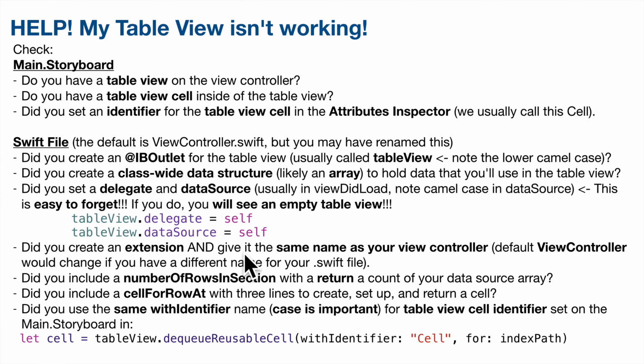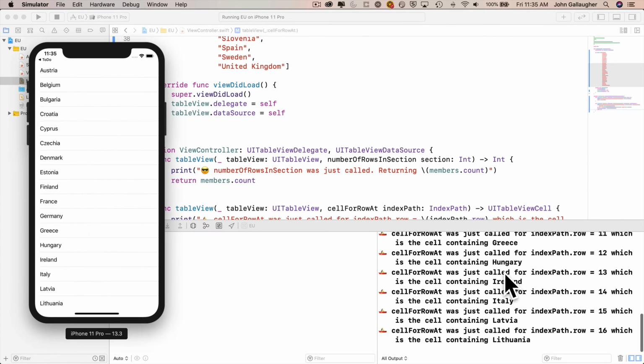Did you create an extension and give it the same name as your view controller, which is important if you renamed the viewcontroller.swift file? Did you include a number of rows in section with the return count of the data source array? Did you include a cell for row at, with 3 lines to create, set up, and return the cell? Did you use the same withIdentifier name? Case is important when you set up the table view cell identifier in the attributes inspector. Hopefully you got all this right. Hopefully you never even have to look at this because your table views are always working pristinely and flawlessly.